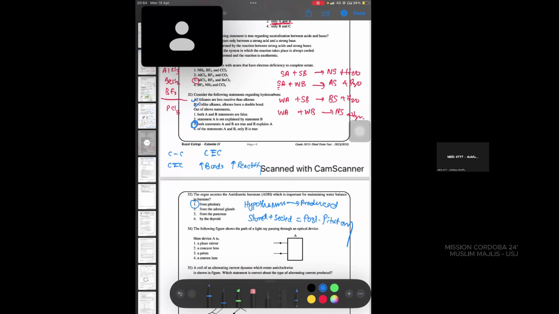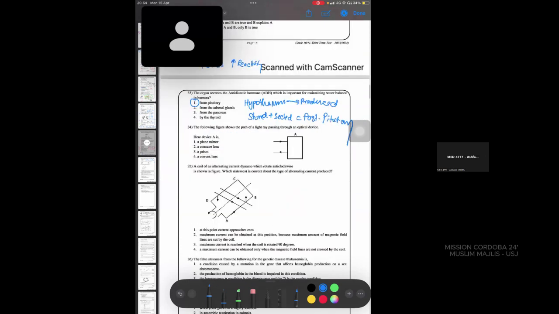Okay. Organ that secretes ADH. So ADH is produced by the hypothalamus. It is stored and secreted by the posterior pituitary. So the answer will be, who is secreting it? Posterior pituitary. Answer is answer number 1.